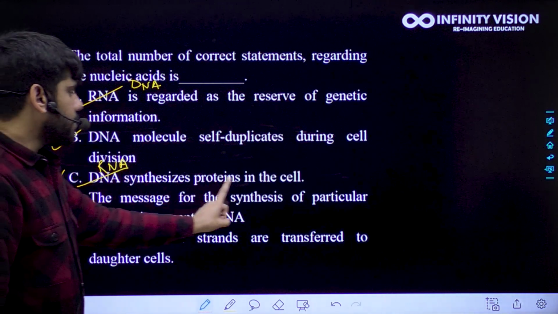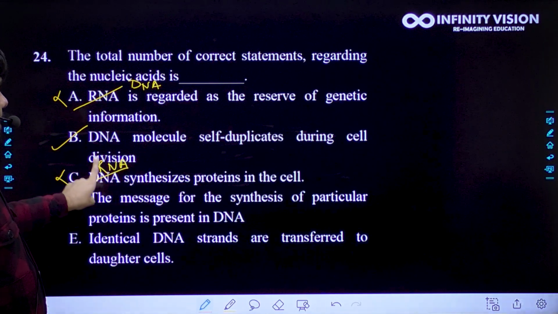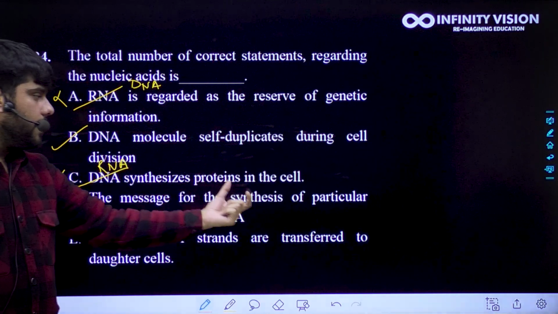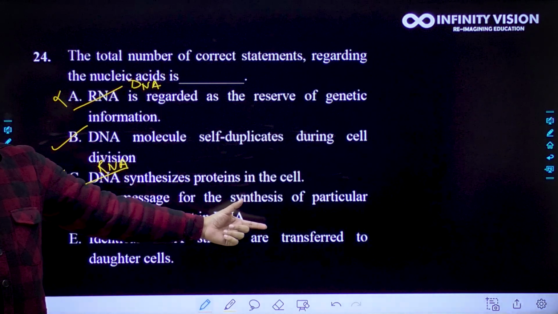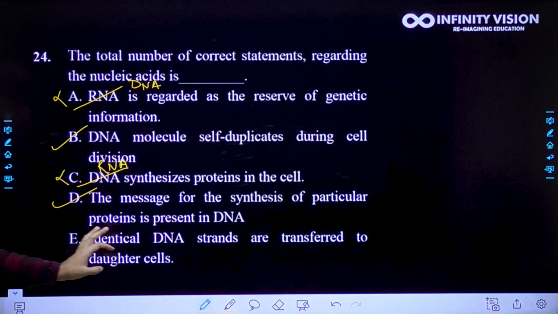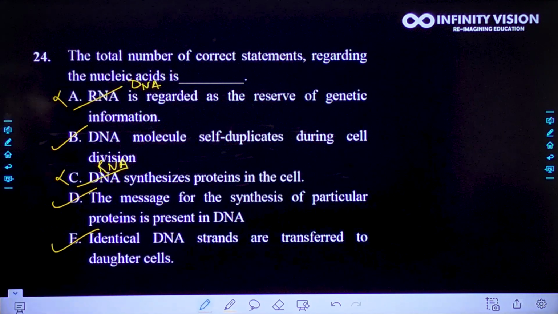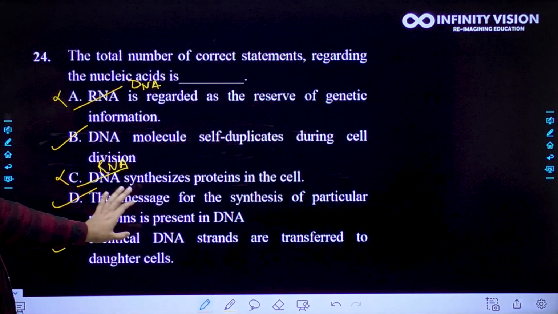The message for the synthesis of particular proteins is present in DNA. Yes, RNA synthesizes proteins, but the message for the synthesis of a particular protein is present in DNA. Absolutely correct. And identical DNA strands are transferred to the daughter cells. This is also true, based upon the NCERT theory.